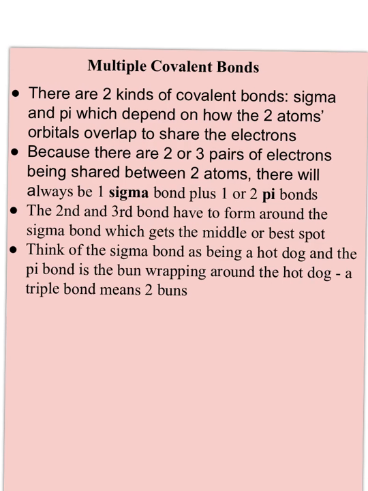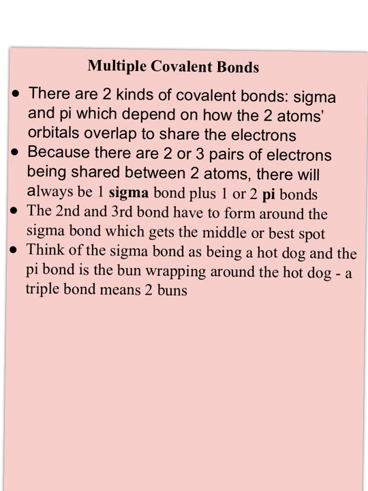Welcome. In this video, we're talking about multiple covalent bonds and how that changes the type of covalent bond between the two atoms, between the two nuclei. There are actually two kinds of covalent bonds: a sigma bond and a pi bond. When only one pair of electrons is being shared, it will be just a sigma bond. But if it's a double or triple bond, when two or three pairs of electrons are being shared, then they have to form pi bonds for that second and third bond.